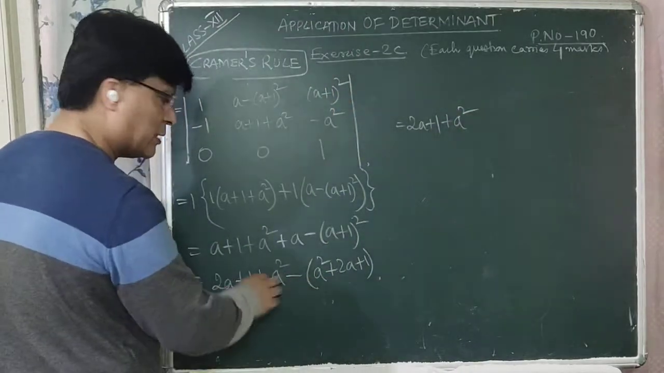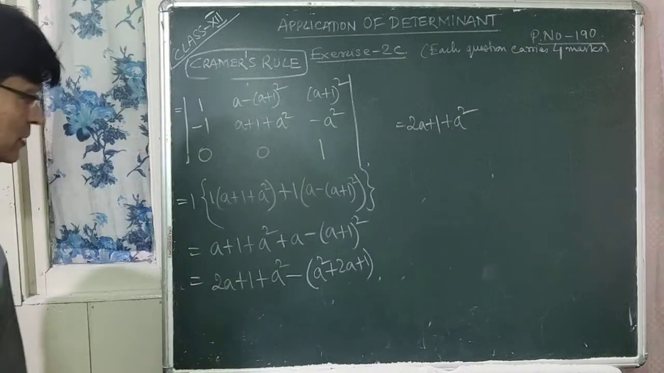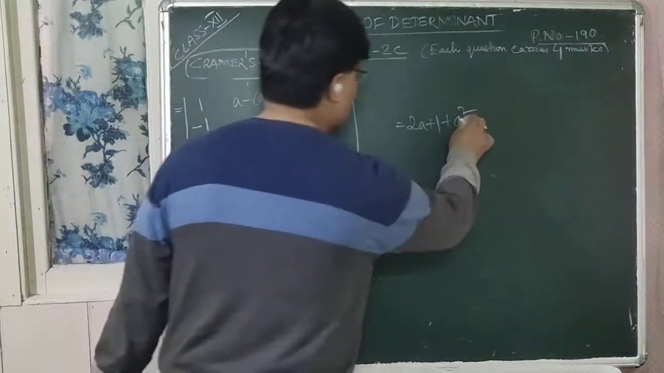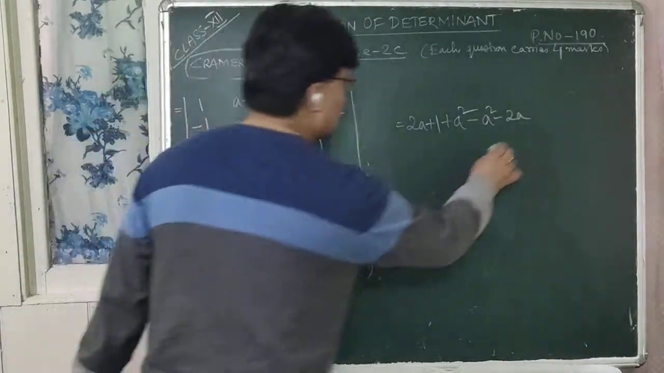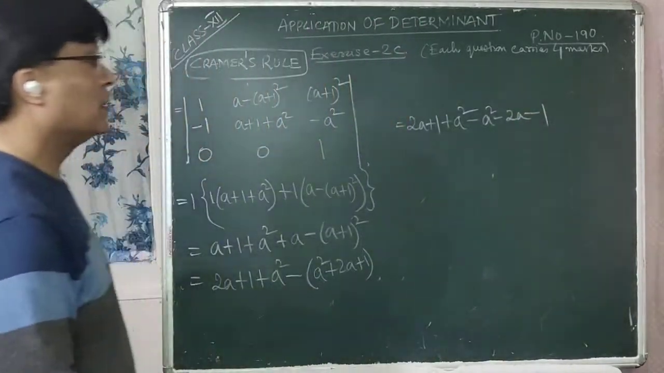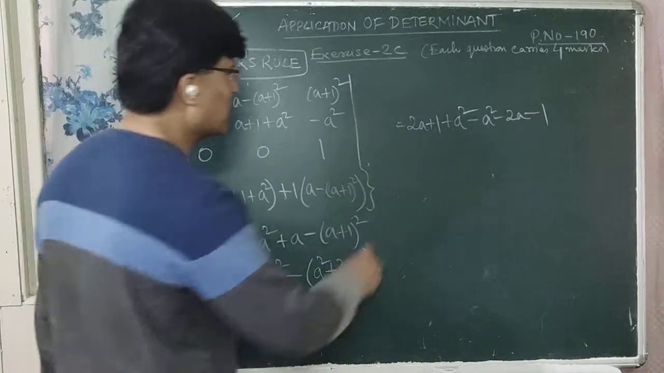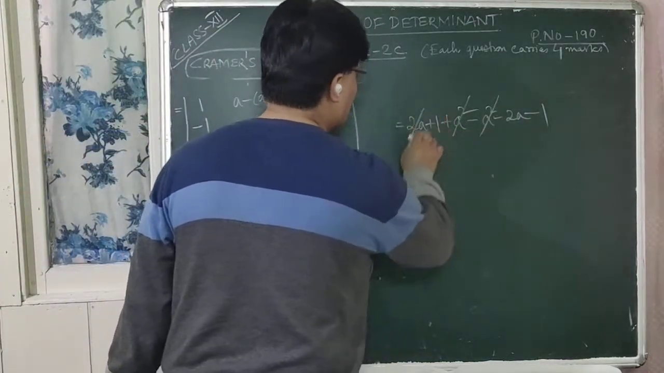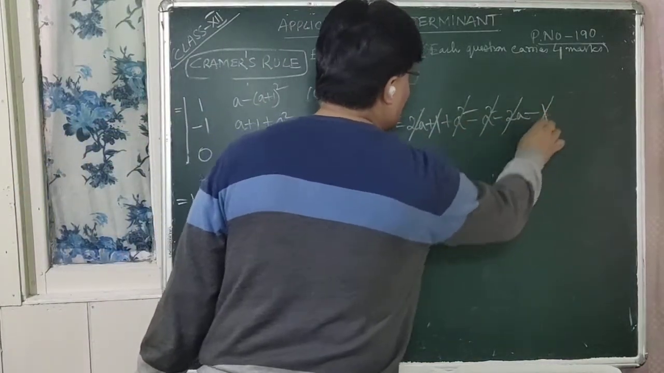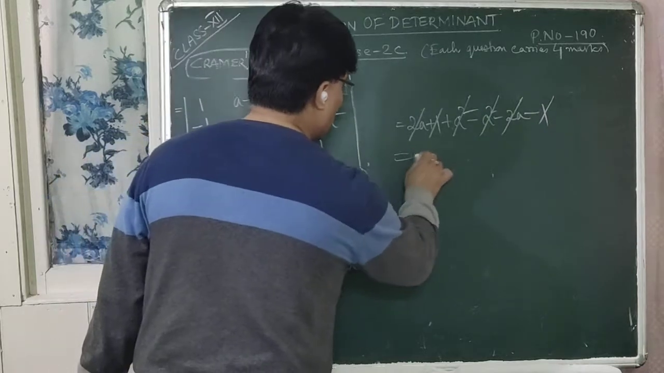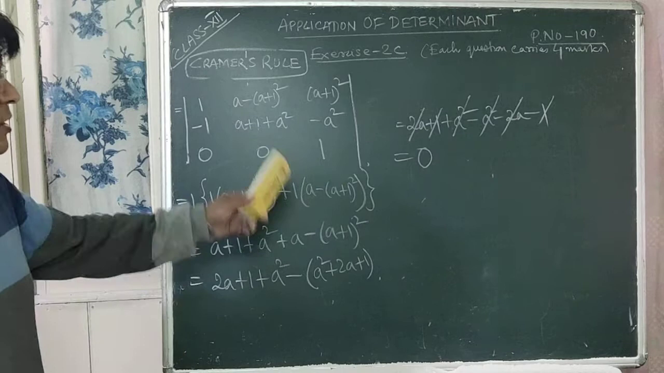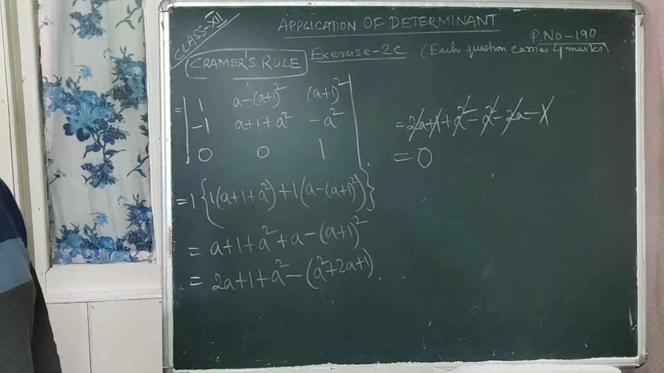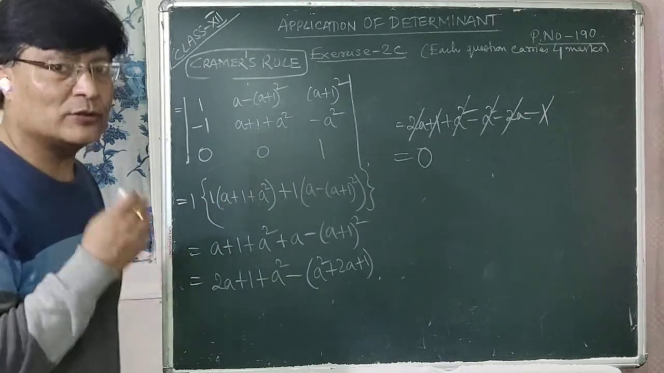Then multiply by the minus sign. You have to change the sign here also, isn't it? So write minus a square minus 2a minus 1, right? So all the terms will be cancelled here, isn't it? These two will be cancelled, 2a minus 2a cancels, plus 1 minus 1 cancels. So which is equal to, what is it? It is 0.